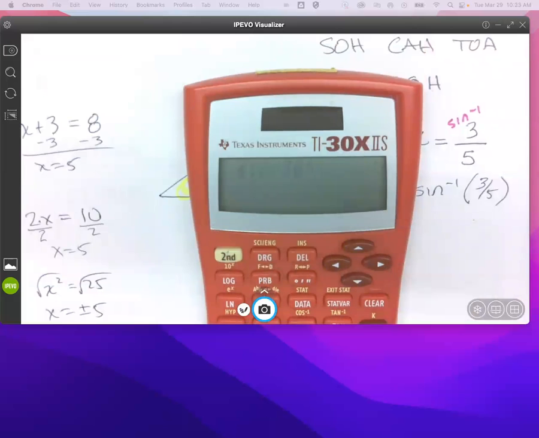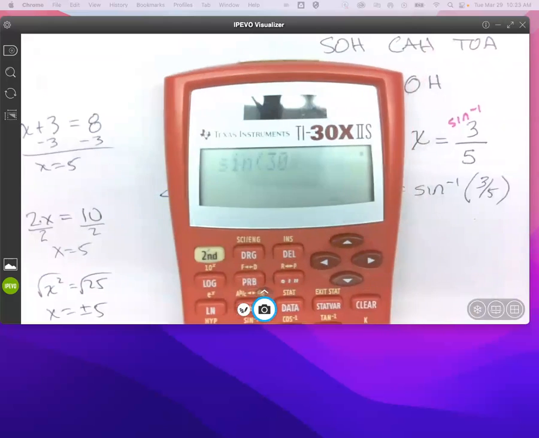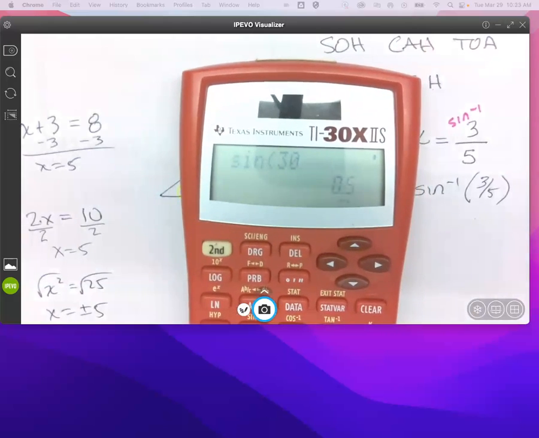Sine of 30 equals, what do we expect it to be? 0.5. It is.